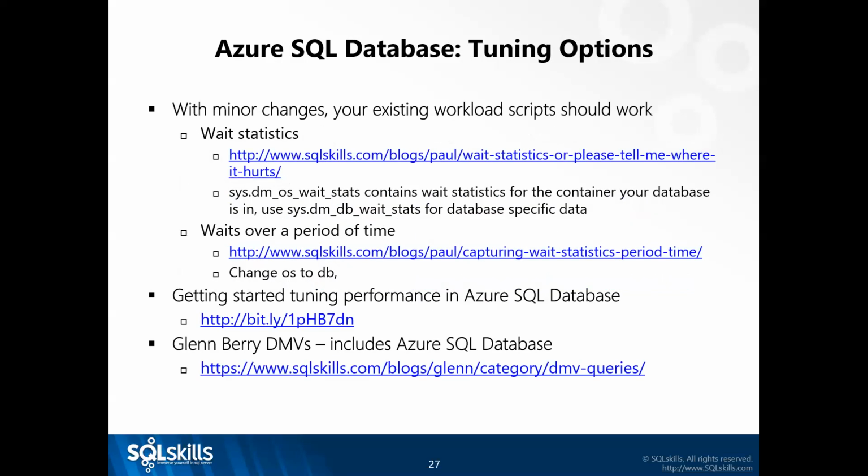When it comes to wait stats, since sys.dm_os_wait_stats is at the operating system level, that's going to pull at the server level. So your Azure SQL Server, which is a container, not the database. So there's a new DMV with SQL database called sys.dm_db_wait_stats. So simply change Paul's script or whatever script you're using for wait stats from sys.dm_os to sys.dm_db, and then that will pull back the wait statistics for that database.